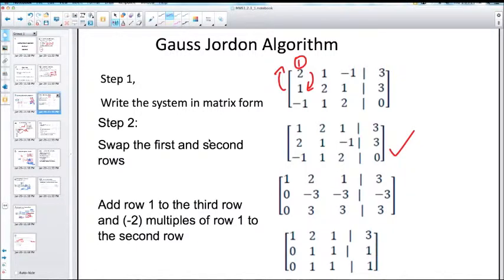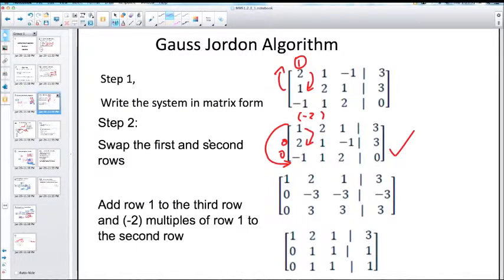Step 2, you want to make 2 zeros here. You want to turn the 2 and the negative 1 to 0. All you need is to add row 1 to the third row. This added to here, you get a 0. You can add negative 2 times the first row to the second row, you make a 0 here.